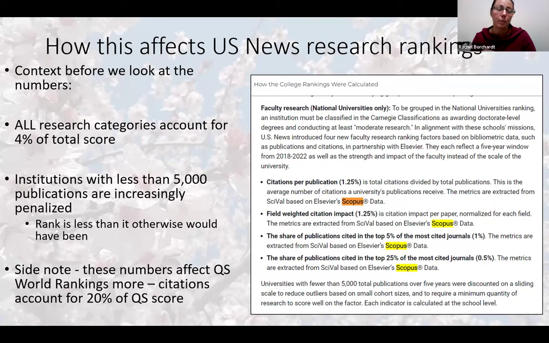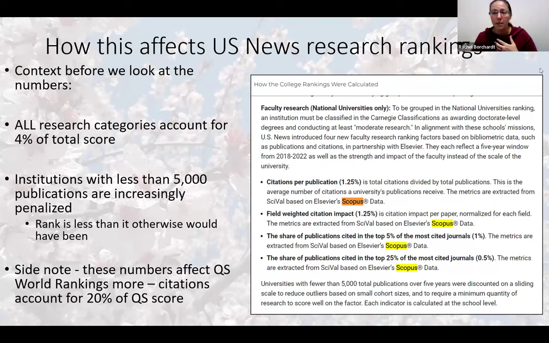Anyway, on the right-hand side, I pulled out the methodology for how US News factors research into its rankings now. The good news is that all four categories, and you can see those four bullet points, combine to make up 4% of the total score. So even if our data is not super accurate, it's not weighted heavily toward our final ranking score. But the bad news is that if it's incomplete, we're not giving ourselves all of the research credit we necessarily deserve.